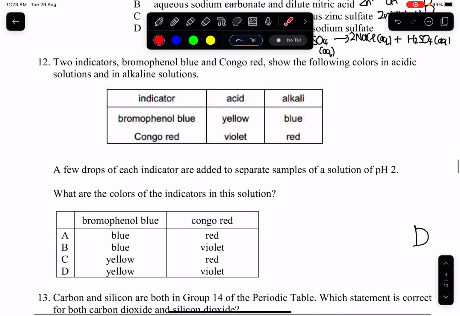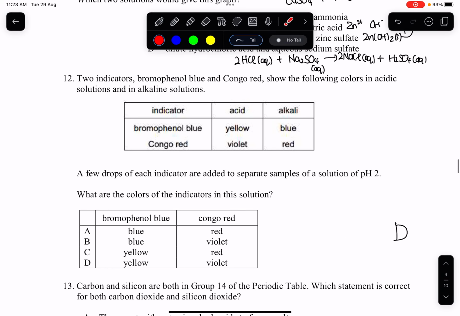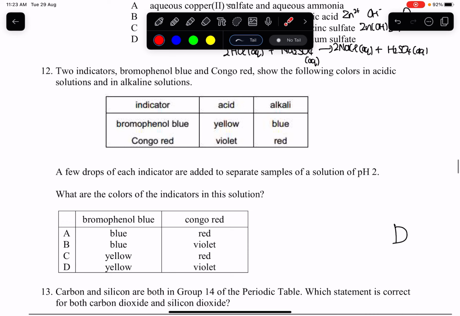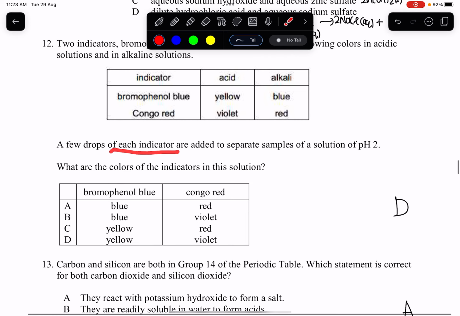Okay, question 12. Two indicators, bromophenol blue and Congo red, show the following colors in acidic solutions and alkali. A few drops of each indicator are added to separate samples of a solution of pH 2. What are the colors? pH 2 means acidic, so it will be yellow and violet. Answer is D.